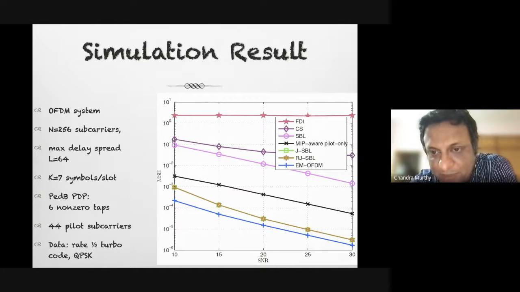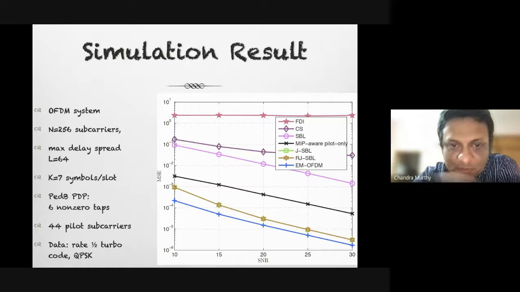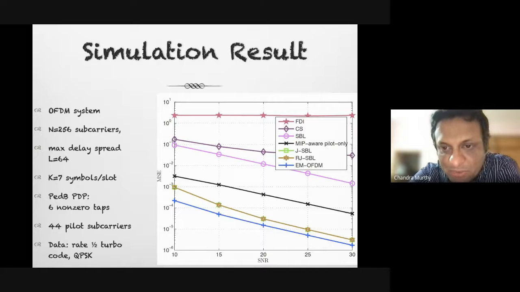So it's iterating between estimating the data, followed by re-estimating the channel, and then going back and re-estimating the data symbols, and using the new data symbols, going back and re-estimating the channel, etc. And you can see there is a huge, almost 2 orders of magnitude improvement in the mean squared error when you use this kind of joint processing.